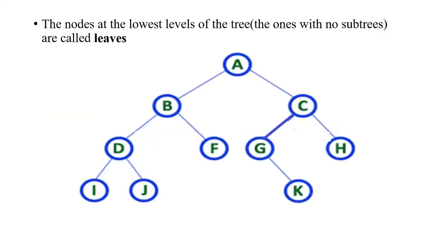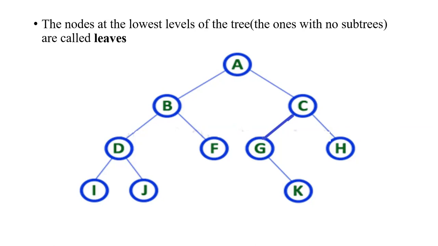The nodes at the lowest level of the tree are going to be called as leaves. Now, in this diagram, A is going to be called as root node. B, D, F, I, J is going to be the left subtree. C, G, H, K is going to be the right subtree. I and J and K, so these three nodes do not have any child and they are at the last level in the tree. So they are going to be called as leaf nodes.